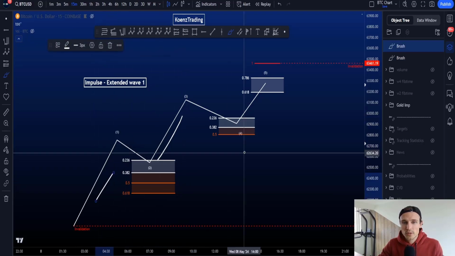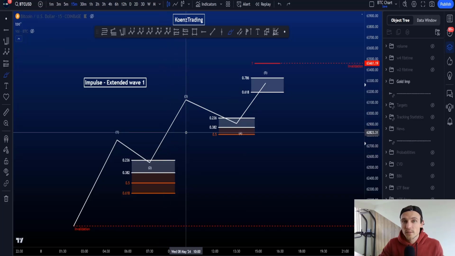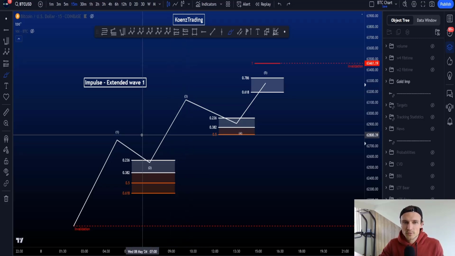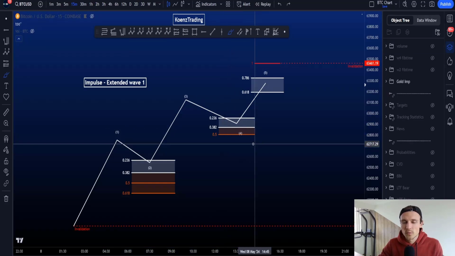Wave 3 is shorter than wave 1 and therefore wave 5 has to be shorter than wave 3, because the rules apply that wave 3 is not allowed to be the shortest wave in an impulsive structure, and we also don't want to see overlap between wave 1 and wave 4.